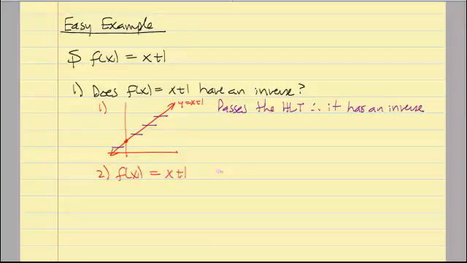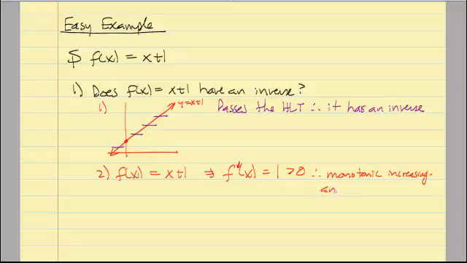The derivative of x plus 1 is easy enough. It's just 1. So f prime of x here is 1, which is always positive. Therefore, the graph of x plus 1 is monotonic increasing. And we can see that from up above when we graph this function. It's always increasing. It will never decrease. So since it's monotonic increasing, an inverse exists. That's exciting. So we know an inverse exists.